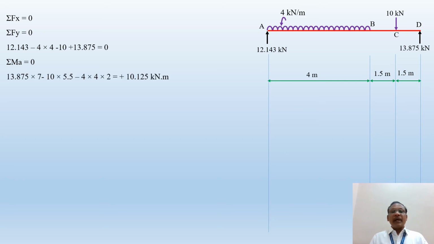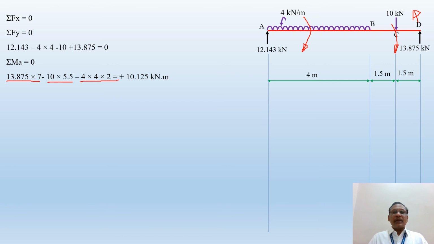So taking moment about A, let us start from the right hand side. 13.875 into the perpendicular distance, which is 7, I have written here. It will create some moment in an anti-clockwise direction, so that's why it is positive. Then the moment created by this 10 will be in a clockwise direction, so it is taken as negative. So 10 into 5.5, that I have written here. Then the moment of the UDL, 4 into 4 into 2, will create some moment in a clockwise direction.